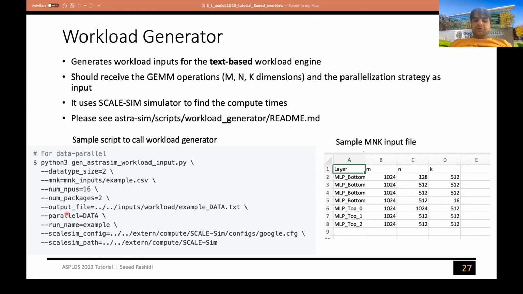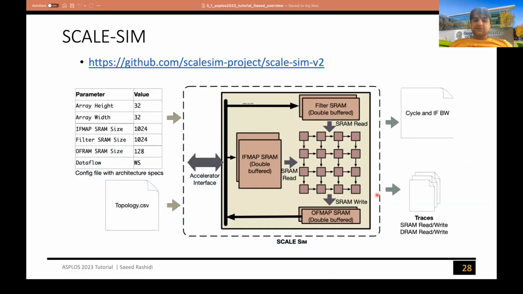And then this workload generator basically uses compute simulators, currently ASTRA-sim, to get the runtime overheads for these compute operations, and also splits these operations depending on the parallelization strategy to different NPUs, and also automatically calculates the communication operations and communication sizes for that specific workload and parallelization strategy.